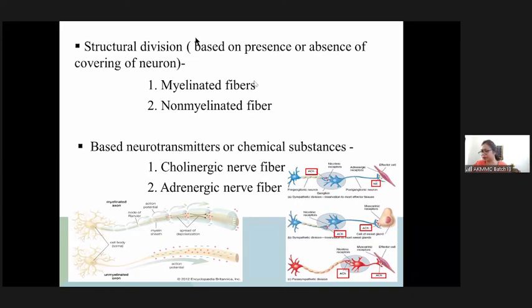Who is forming the myelin sheath of the fiber, the covering? Now tell me. Oligodendrocyte. Very good. And in the peripheral nervous system? Schwann cell. Very good. Okay, now based on neurotransmitter, we know that in the parasympathetic pathway, the axon of the preganglionic neuron transmits what type of neurotransmitter?